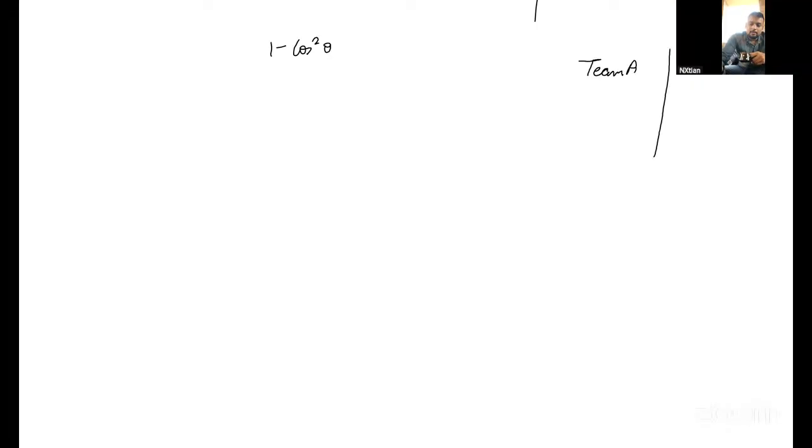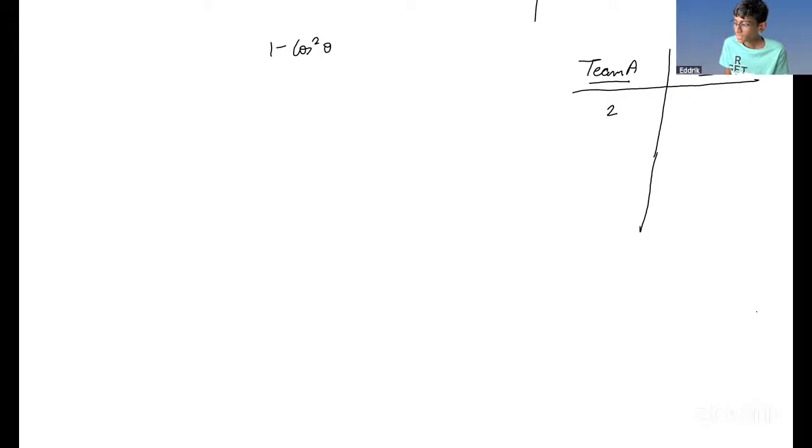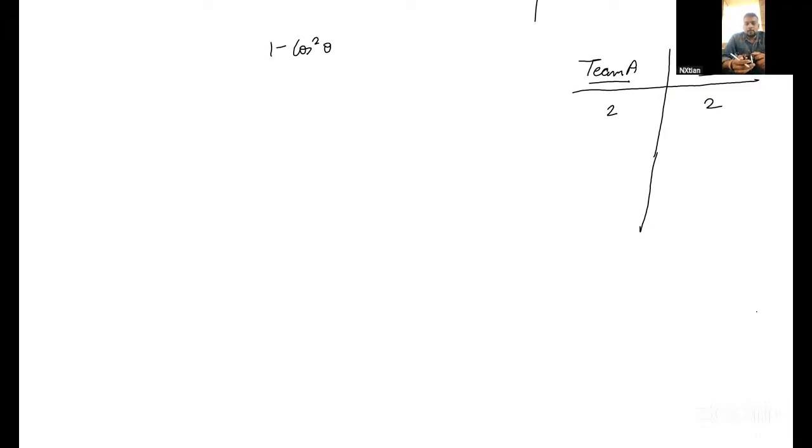Okay. Are you not seeing anything? No, sir. Okay, so we have 2 points for team A. Congratulations. Now, second, I'll ask this question from Edric. Edric, what is the formula for cosec square theta minus cot square theta? So basically, cosec square theta minus cot square theta is equal to 1. Very good. So team B has 2 points.